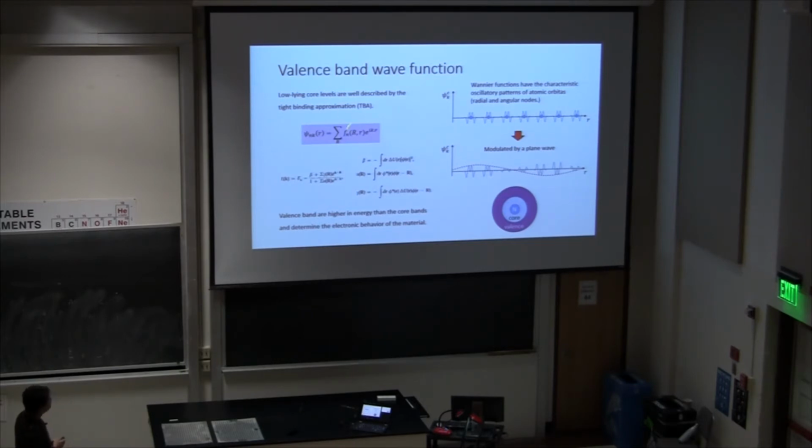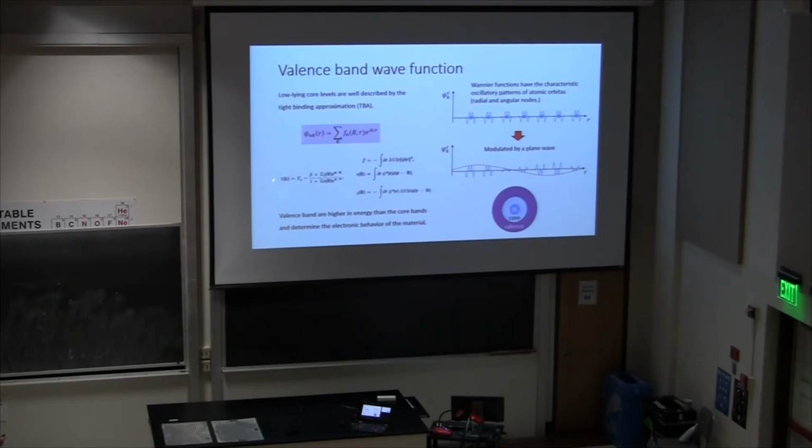Another thing that we also learned is that these atomic wave functions are not necessarily orthogonal to each other, so we make them orthogonal. When we make a set of atomic-like orbitals that are orthogonal and a complete set, we call them Wannier functions. The Wannier functions look like atomic orbitals, but they're not exactly atomic orbitals. They're a complete and orthogonal set. So this was what we learned from the tight binding approximation.